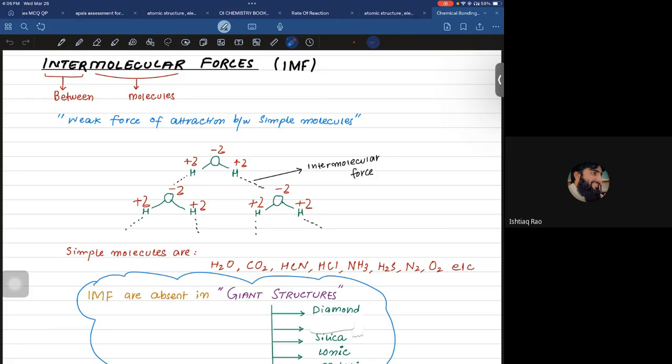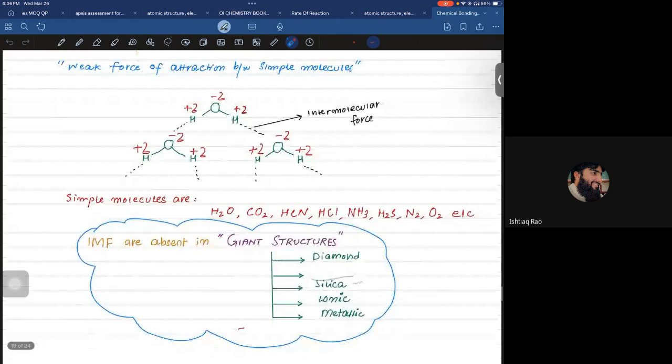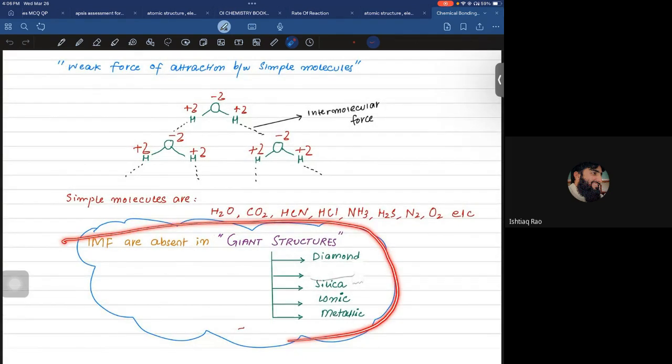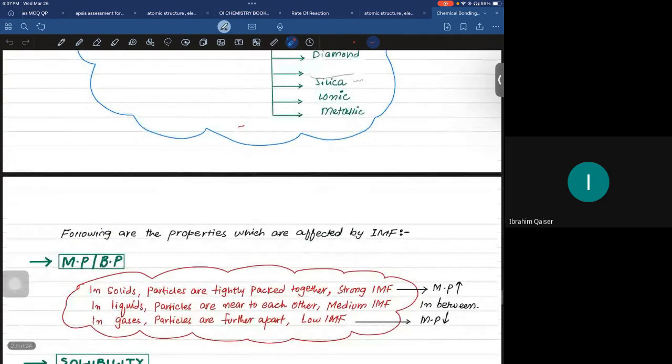Intermolecular forces are absent in these. Like diamond, there is no intermolecular force. In silica, there is no intermolecular force. In ionic, there is no intermolecular force. In metallic, there is no intermolecular force. But in covalent molecules, like graphite, there would be intermolecular force.